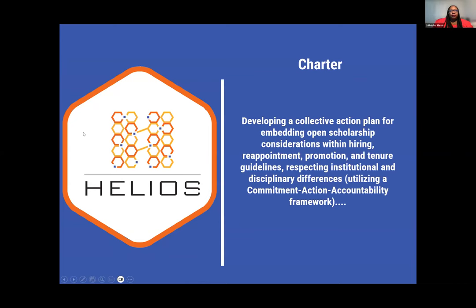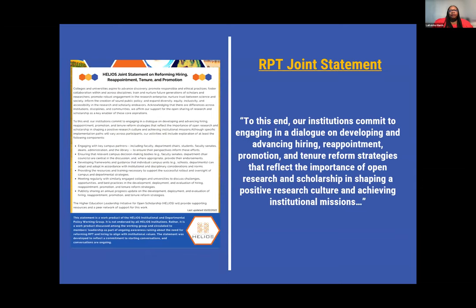So to this end, we started off by developing an RPT joint statement in which we asked universities to immediately sign on and say that they would engage in the process of advancing open scholarship on their universities' campuses. So we talked about the importance of open research and scholarship and shaping a positive research culture on campus. We talked about the promotion and tenure process. Many of the universities, and let me just back up and say, we have more than 80 universities who have signed on to the Helios group to complete this work. So we have representatives from a wide range of universities.